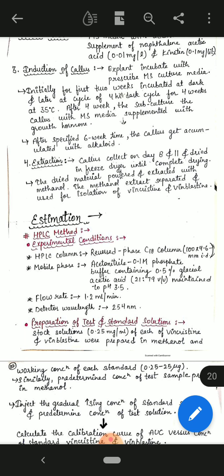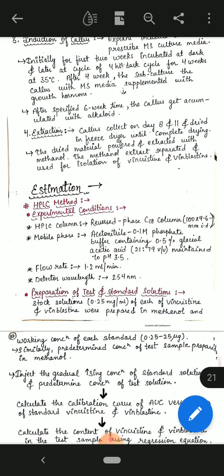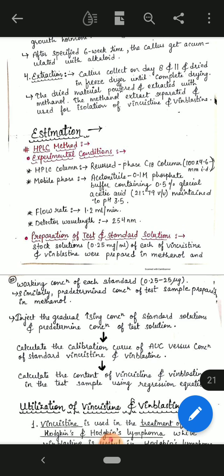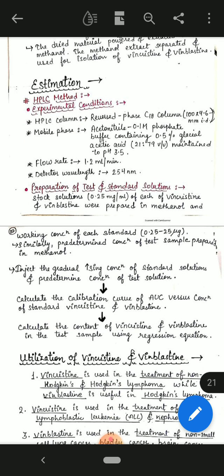Next process is the extraction. The callus is collected on day 8 and 11 and dried in a freeze dryer until complete drying. The dried material is powdered and extracted with methanol. The methanol extract is separated and used for isolation of vincristine and vinblastine.